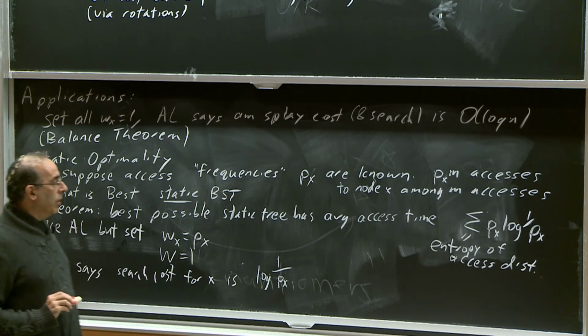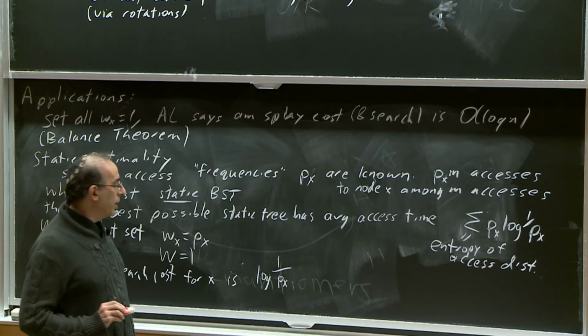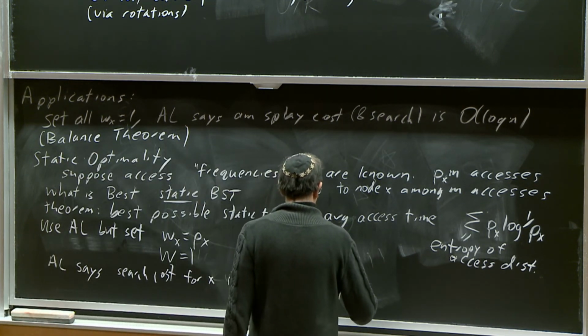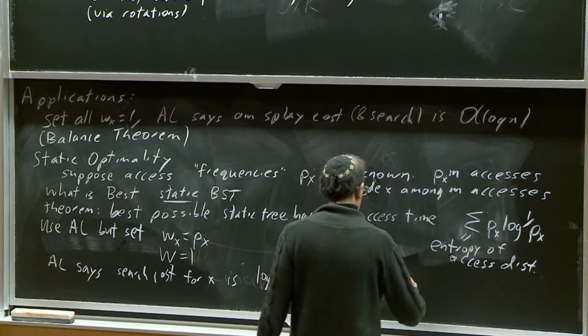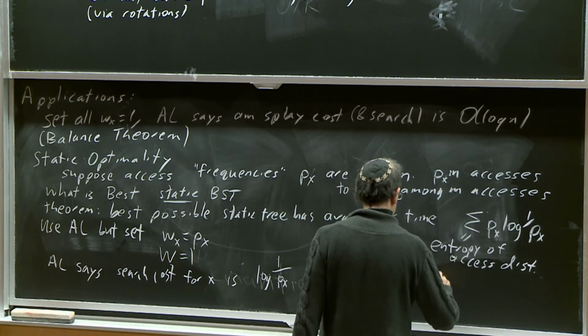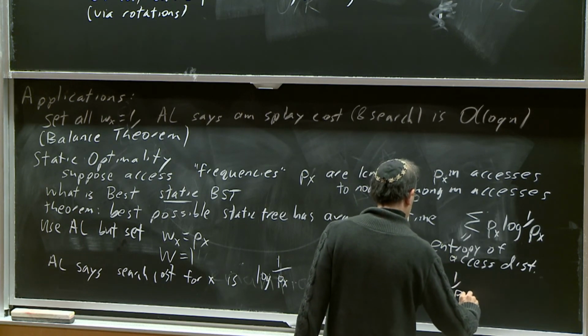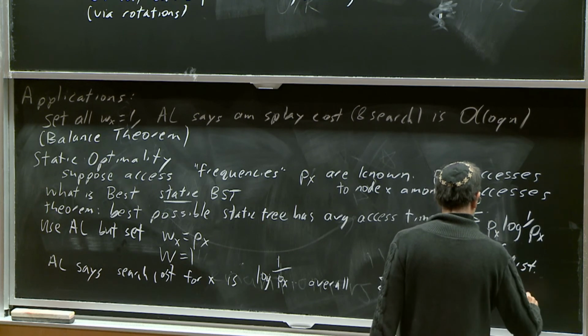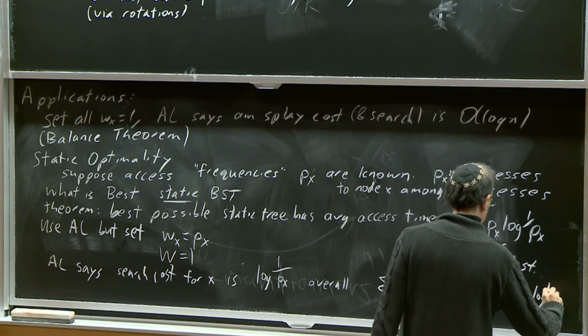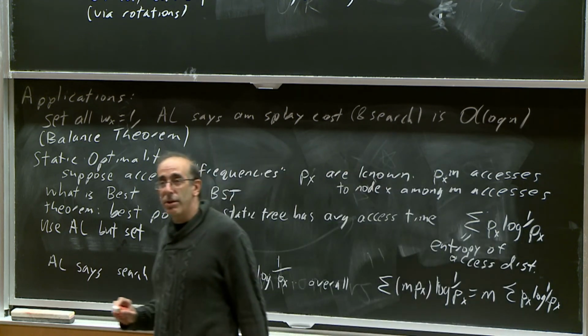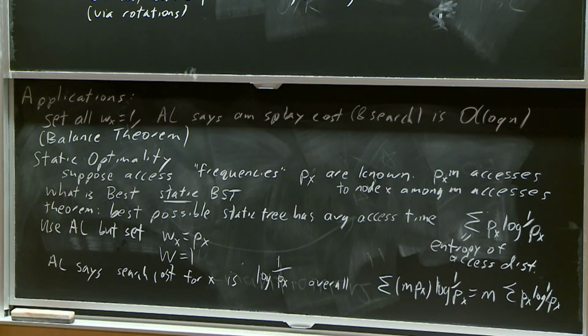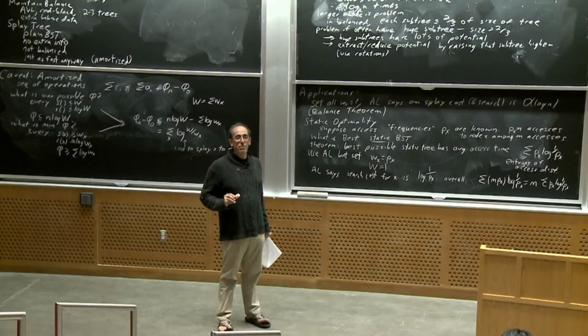And so if you're going to do p sub x times m such searches, the overall search cost is the sum of m p sub x times log of 1 over p sub x. In other words, it is m times the sum of p sub x log 1 over p sub x. So splay trees are statically optimal, even though they weren't trying. Even though splay trees don't know the p sub x's. We only introduced p sub x in our analysis. They don't show up anywhere in the actual data structure.